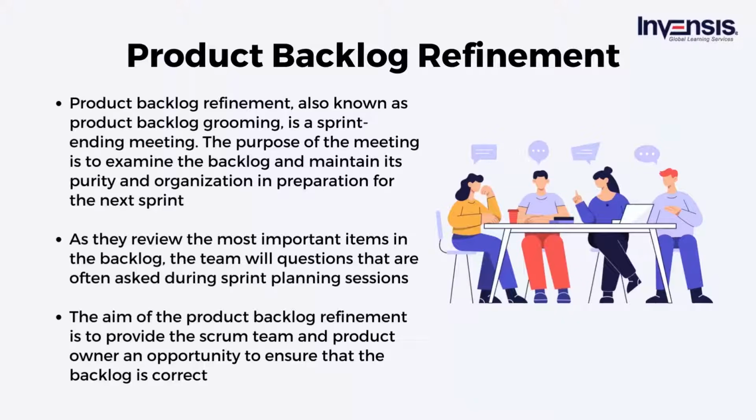What should we do if the user's information is incorrect? Are all users accessing this part of the system? These questions enable the product owner to respond and aid the team in understanding their responsibilities. The aim of the product backlog refinement is not to completely fix concerns, but rather to provide the Scrum team and product owner an opportunity to ensure that the backlog is correct. Therefore, the whole team does not often participate.